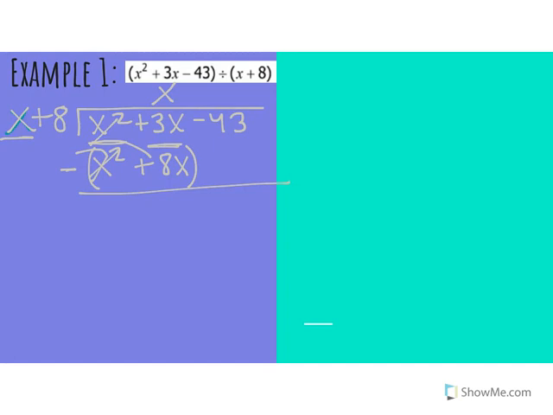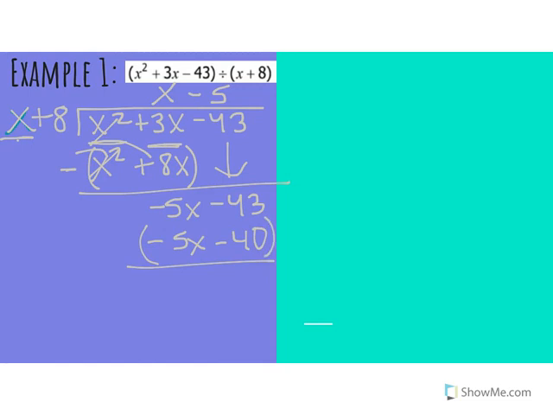Then I have a positive 3x, and remember it's going to be a minus 8x now, so now I have a negative 5x. Now I'm trying to determine what times x will get me a negative 5x. So I have to multiply this x by a negative 5. Oh, don't forget to bring down your negative 43, just like in long division. Now I have a negative 5 times x, I get a negative 5x. Negative 5 times 8, we get a negative 40.